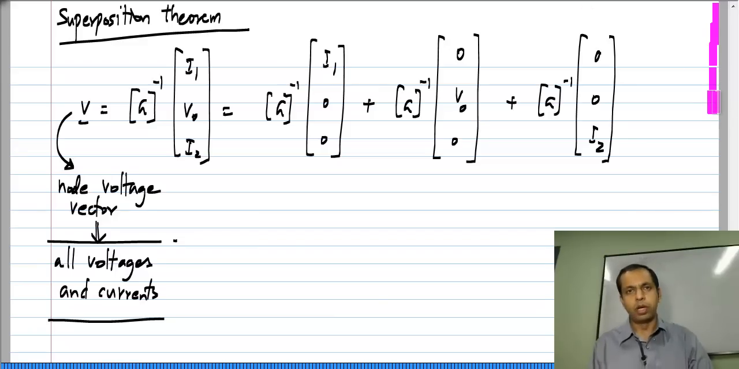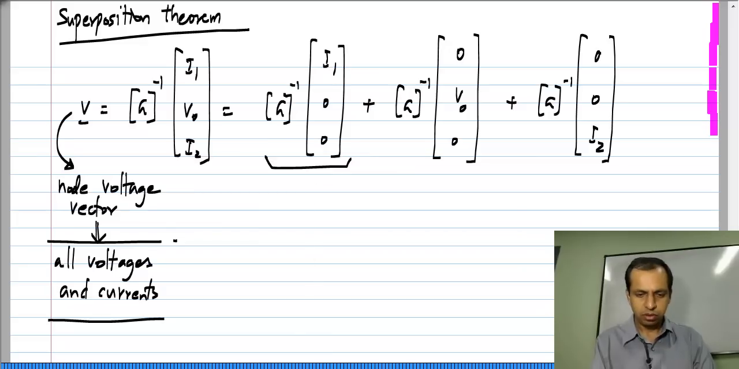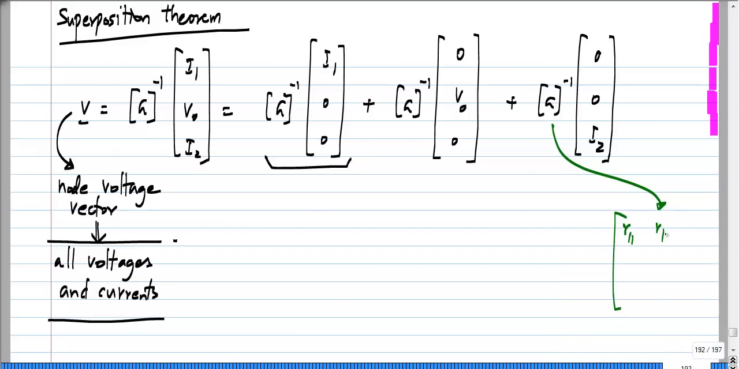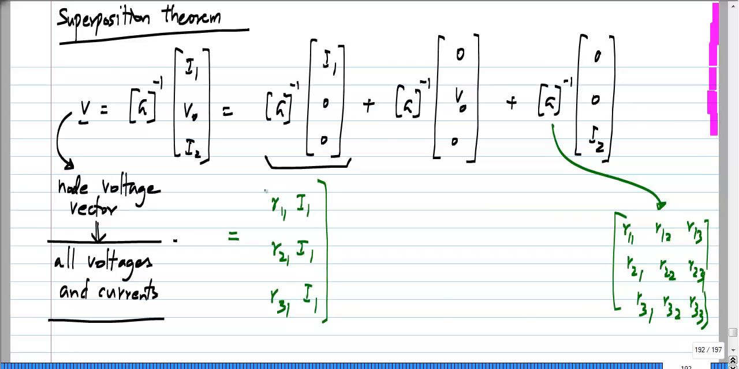Now, another point I want to highlight here is that if you look at these individual solutions, this will consist of a vector of three numbers, vector of length 3. Let me just take a general form of J inverse and I will call the entries R11, R12, R13, R21, R22, R23, R31, R32, R33. So, now if you compute J inverse times I1, 0, 0, it will pick out the numbers from the first column of this. This will be R11 I1, R21 I1, R31 I1. So, this will be the vector, this is the response due to I1 acting alone.